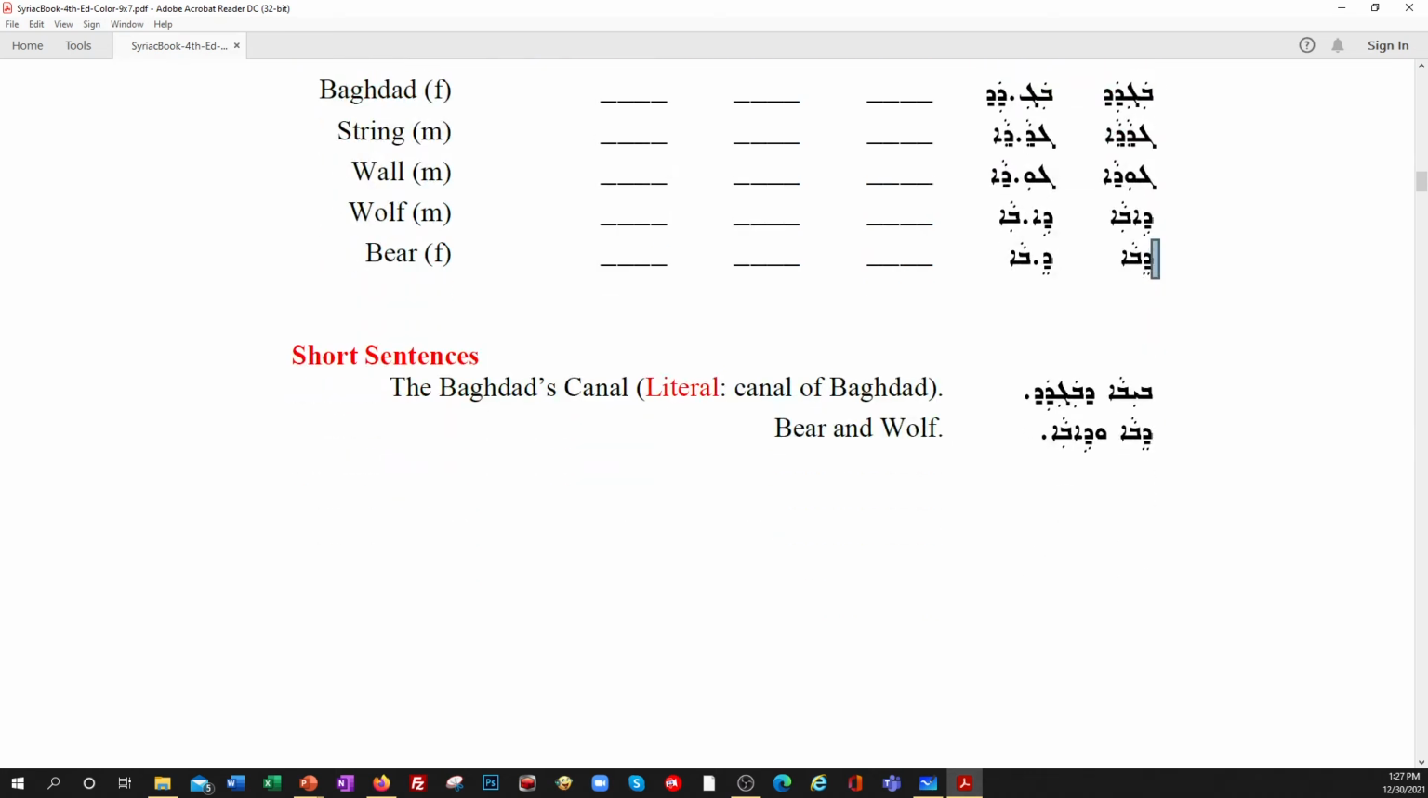Some short statements. Biba, we learned this one from the second vowel. Biba ad Baghdad. You see, daleth here means of, like we learned, it is a preposition meaning of. Biba ad Baghdad could be, in English, the canal of Baghdad. Dibba udewa. Now you see here, this wow is also a preposition and means and, and that's what we're going to cover in the second group of letters. Dibba udewa.